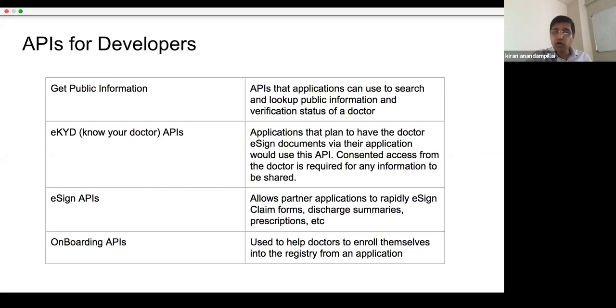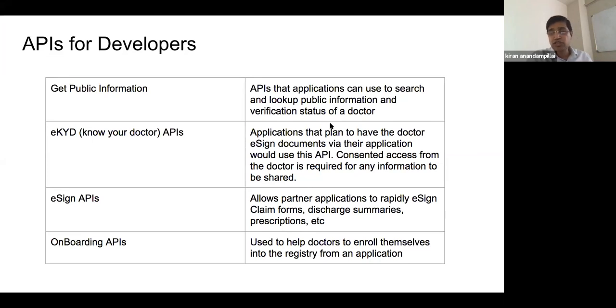You would have an eKYD or a know your doctor kind of an API. So if, for example, an application wants to e-sign documents, have a doctor onboarded who would e-sign their documents in their application, it would be a consented access to be able to fetch some of the information from the registry, which would then be available to that partner for being able to do that. Of course, the big benefit of the registry is the ability to rapidly e-sign different elements in the digital health ecosystem. So that would also be there. We are also expecting that there would be onboarding APIs, which essentially would mean that partners in the ecosystem could build front ends that would help doctors to enroll themselves in the registry, apart from the UI that's offered by the registry itself, thus enabling better user experiences in the ecosystem.